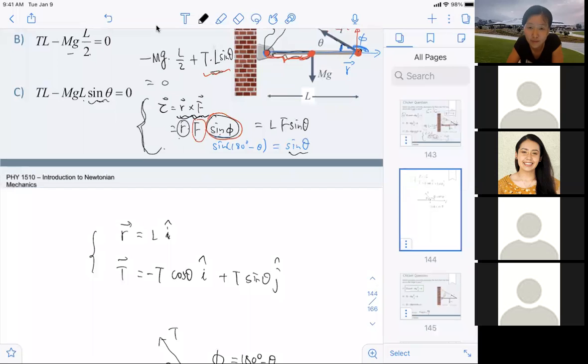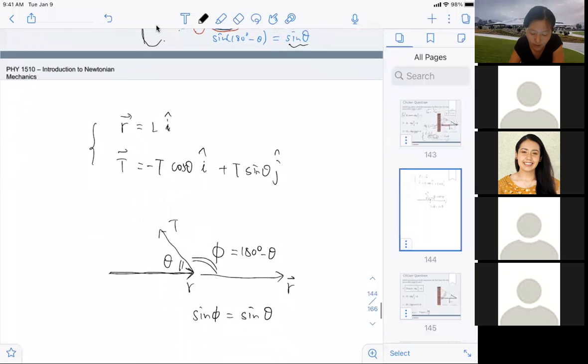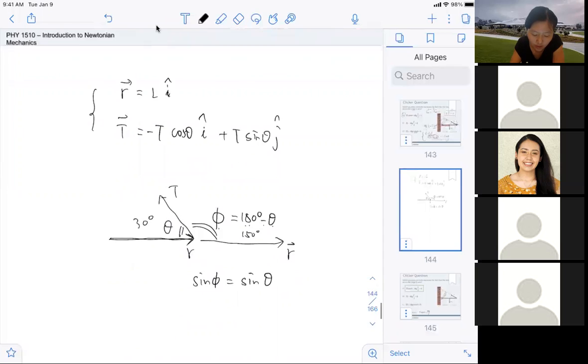So sine theta and sine omega are equal. Yes, it is equal because phi is 180 minus theta. So if it is 30 degrees, this is 150 degrees. Sine of 150 is the same as sine of 30 degrees. Oh, shoot. Yeah. Okay. I see it. Yeah, it's because of that.